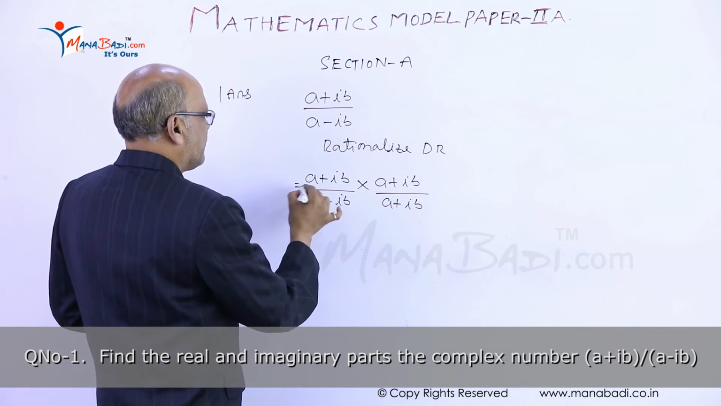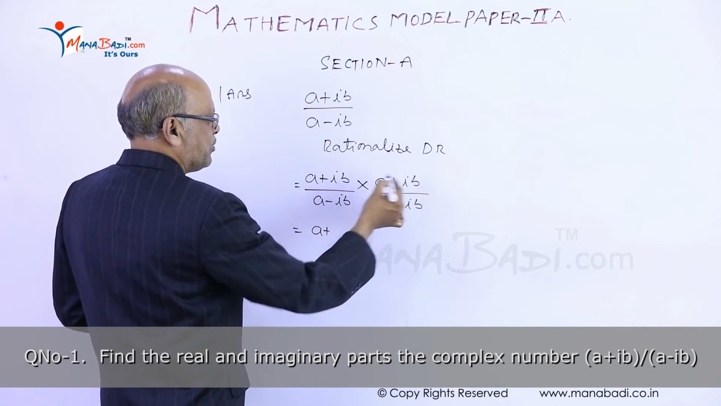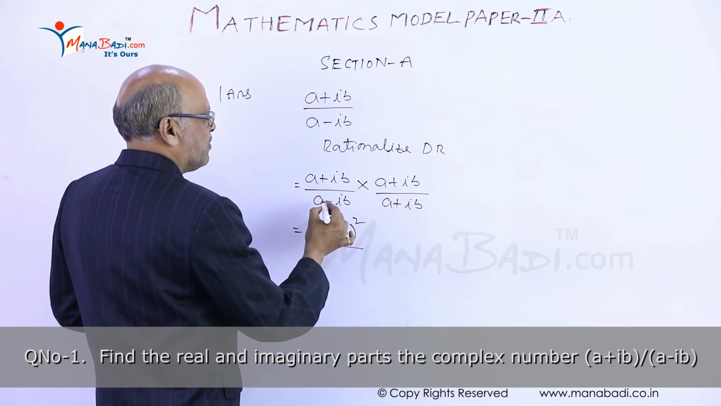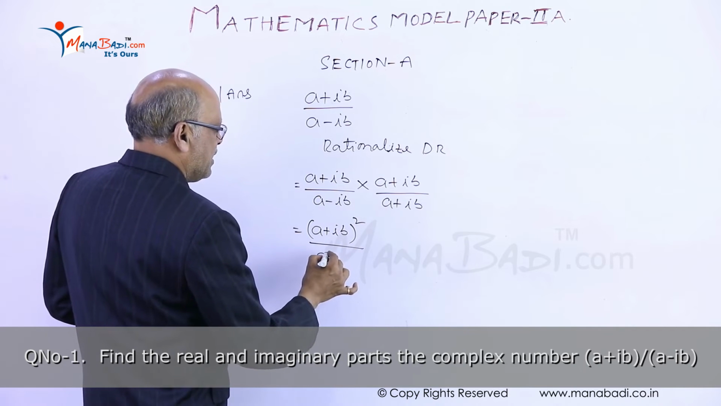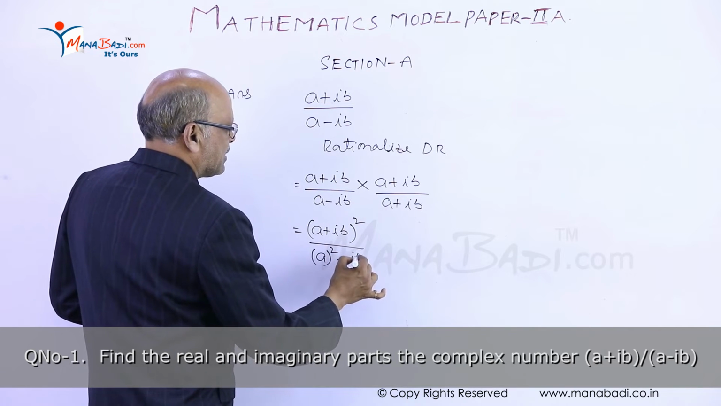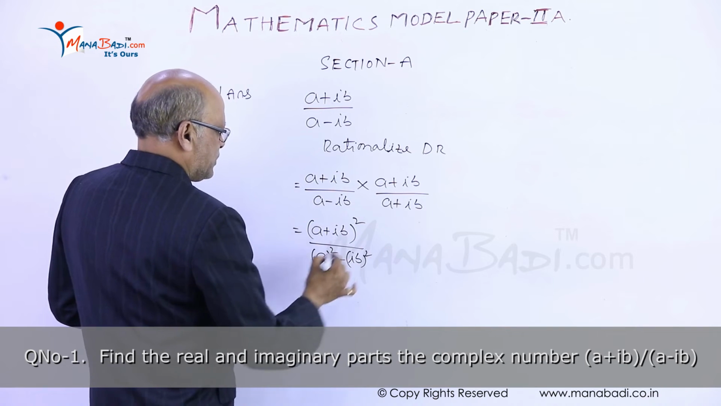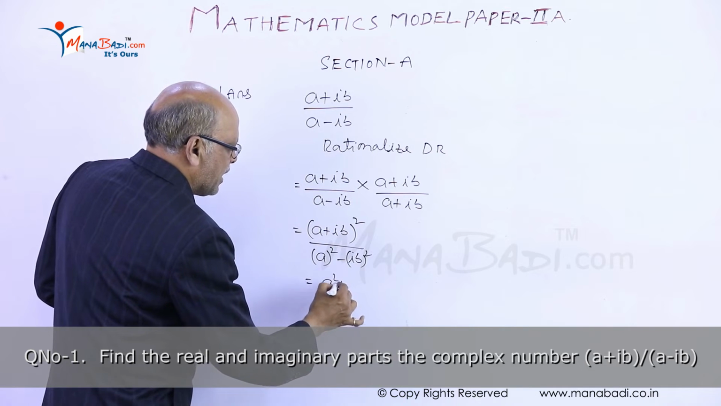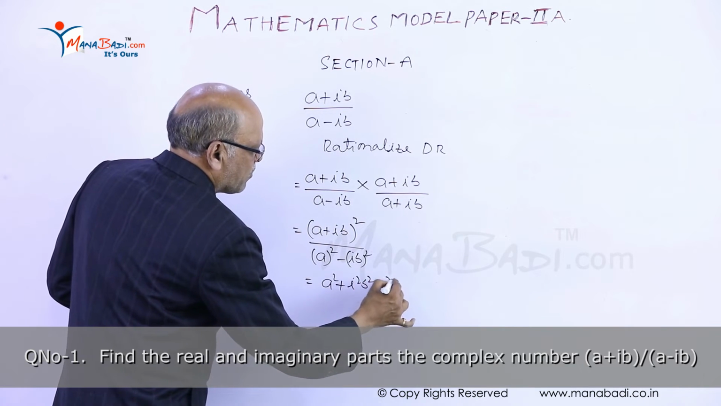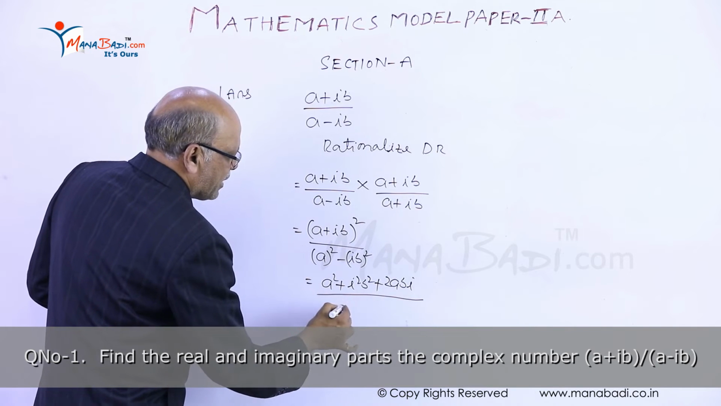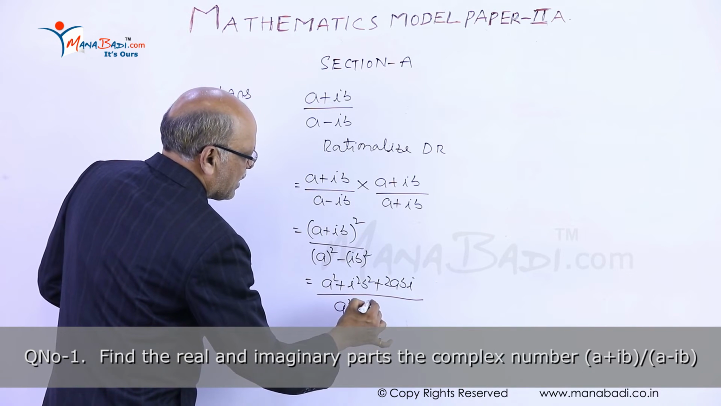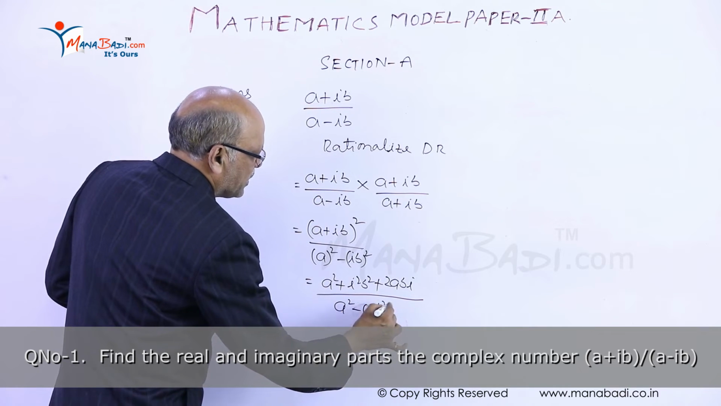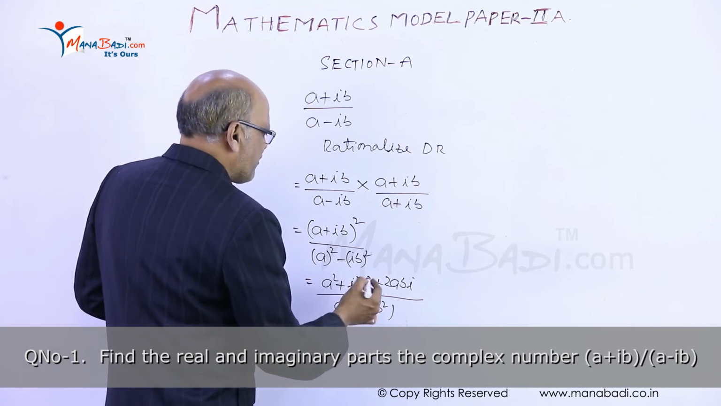So the numerator is in the form of (a + b) into (a + b), that is (a + b) whole square, and the denominator is in the form of (a + b) into (a - b), that is a square minus (ib) whole square. Now the next step is to open the brackets of the numerator. It is in the form of (a + b) whole square: a square plus i square b square plus 2abi, divided by a square plus a square minus of minus b square, because the i square value is minus 1.